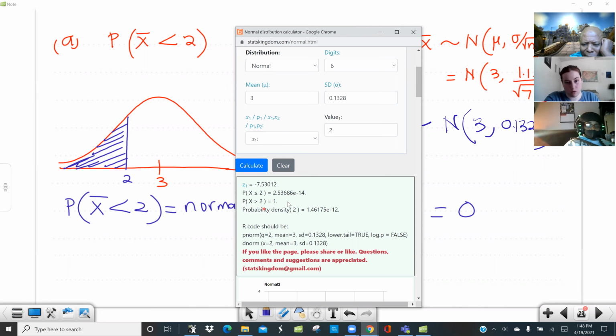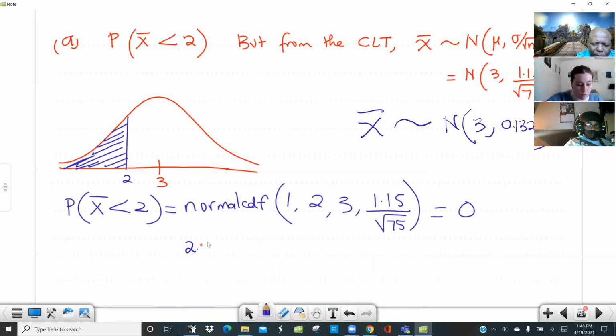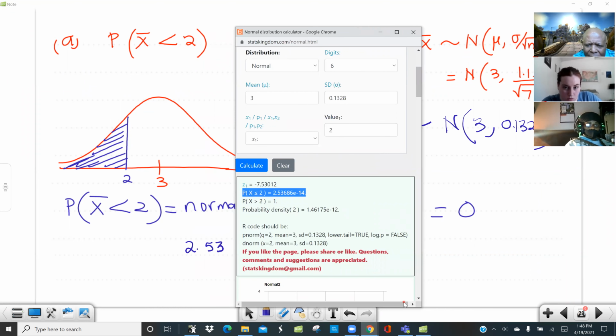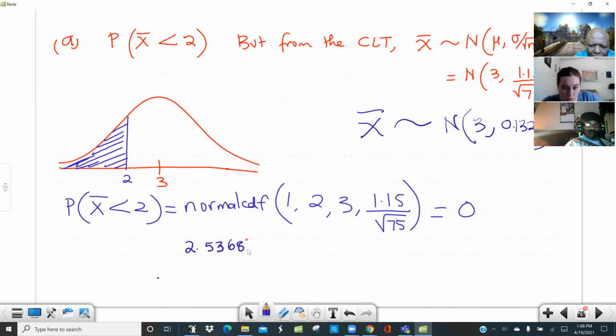And you know what? This is interesting. What does this mean? Probability x less than 2 is 2.536, and then there is E-14. It is 2.53686, and then there is E. If you get this kind of answer on the calculator, do not tell me that the answer is 2.53. You know what this means?